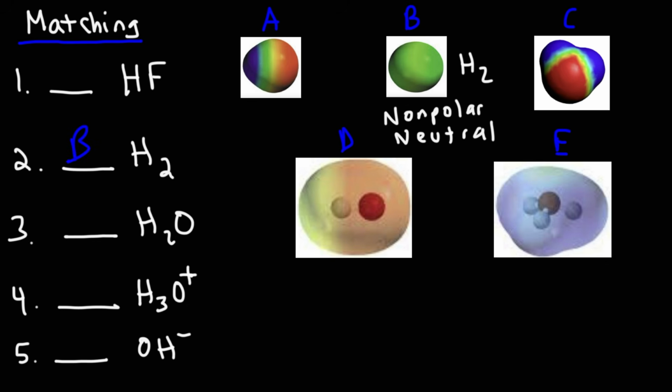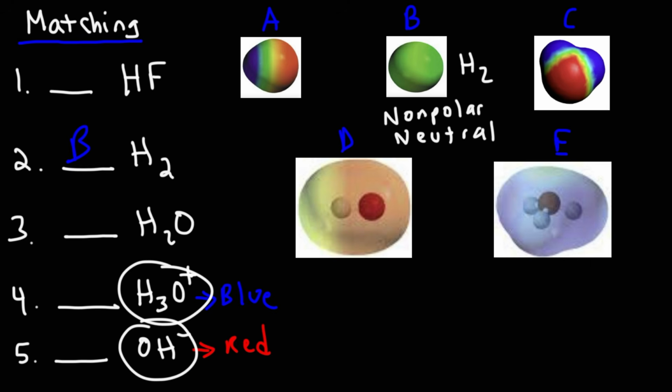Now let's focus on the last two, H3O plus and hydroxide. We know that positive charges correlate to a blue color. Negative charges correlate to a red color. Now we're dealing with ions, particles with a net charge. So because H3O plus has an overall net positive charge, we should expect that the entire particle, for the most part, should be predominantly blue. Hydroxide has an overall negative charge, so we should expect that the entire particle will be mostly red.